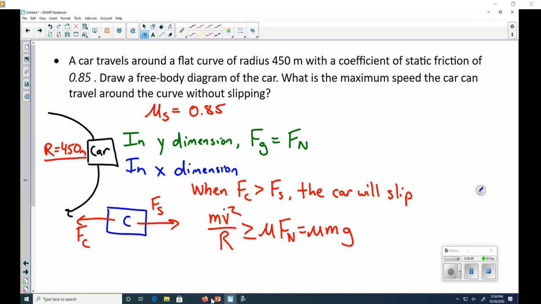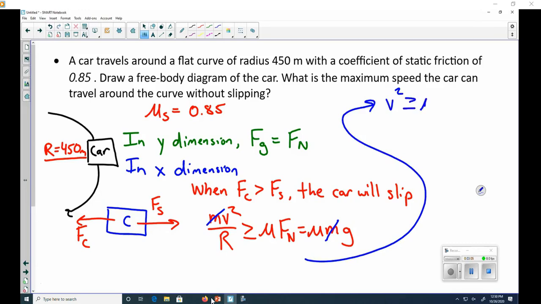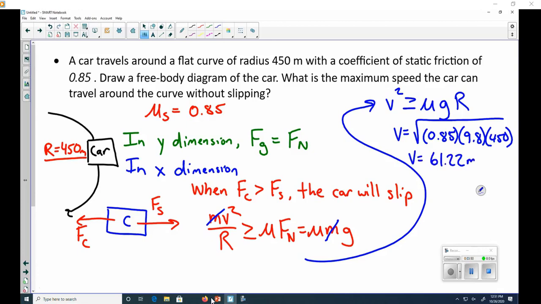Now remember, the force of static friction is related to the normal force. And here the mass of the car doesn't matter. And we can determine the maximum velocity by just solving for v. And you find the maximum velocity is 61.22 meters per second.